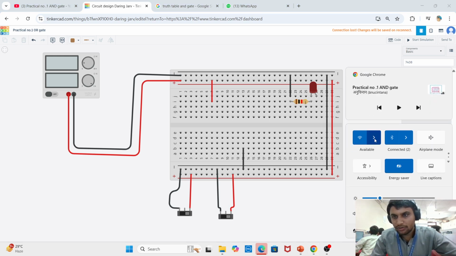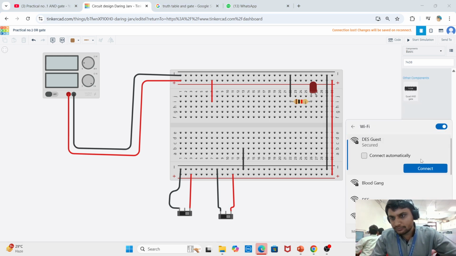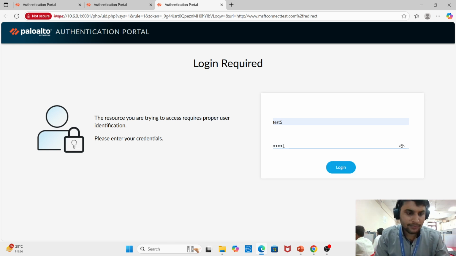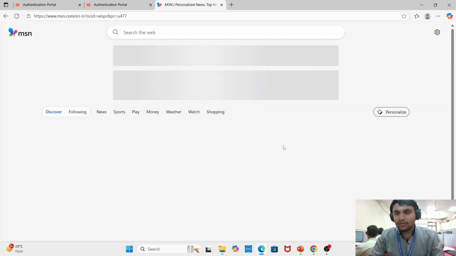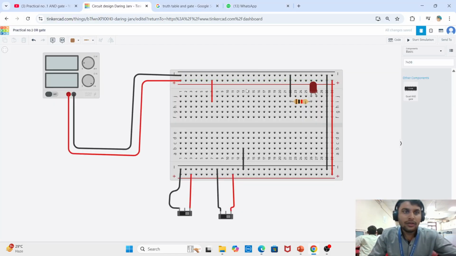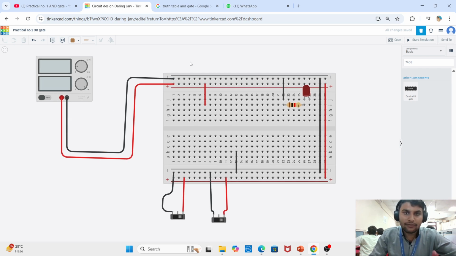I think the connection is lost. Let me connect again. Okay, so the components required for the practical are a breadboard, wires, and two slide switches. I already performed the AND gate practical, so I removed only the ICs, and to save time I already disconnected only the LEDs.